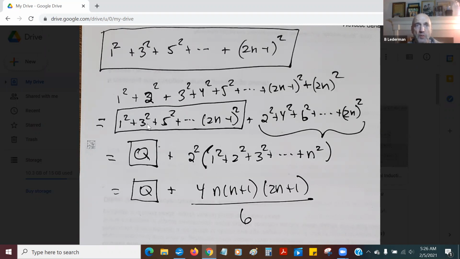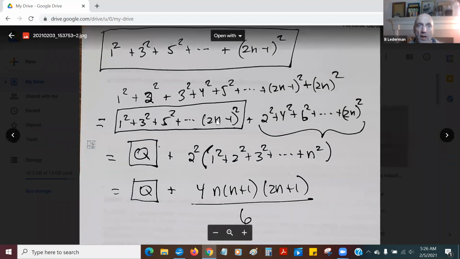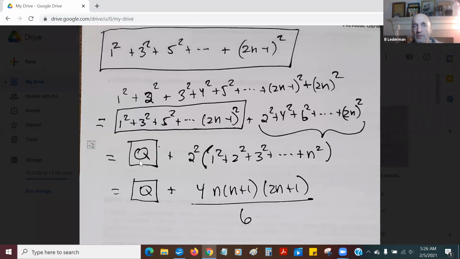As 1 squared plus 3 squared plus 5 squared. So here's all the odds: 2 squared, 4 squared, 6 squared. Here's all the evens. Now, for the even part, I can... Oh, by the way, the odd part, I'm just going to call it Q, just because it's less to write.